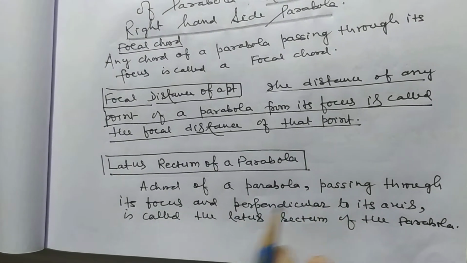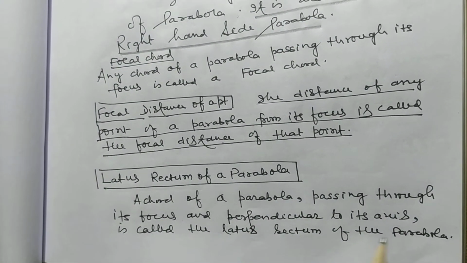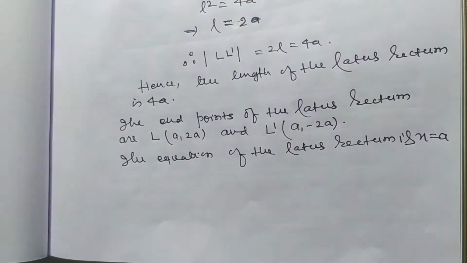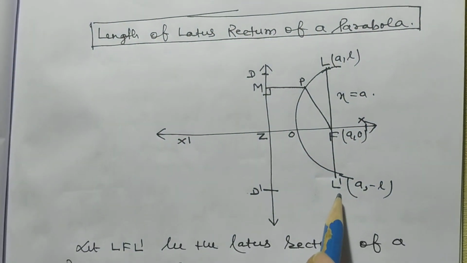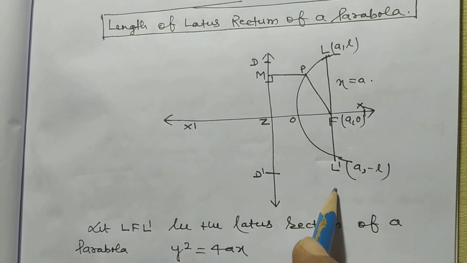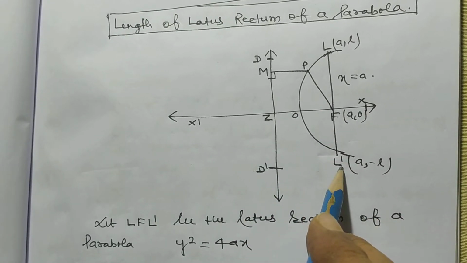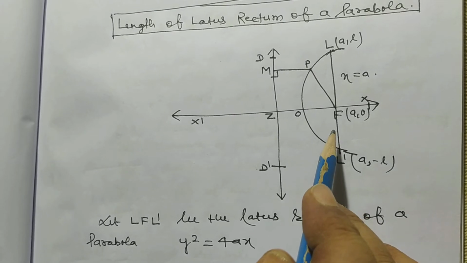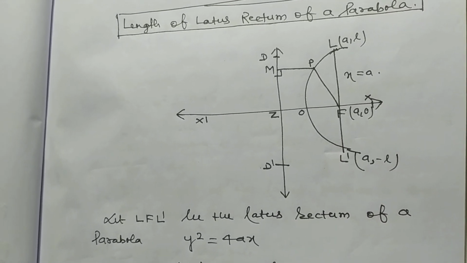Latus rectum of a parabola. A chord of a parabola passing through its focus and perpendicular to its axis is called the latus rectum of the parabola. This is the latus rectum of the parabola. LL dash is the latus rectum. A line which passes through the focus and is perpendicular to the axis is known as the latus rectum of a parabola.